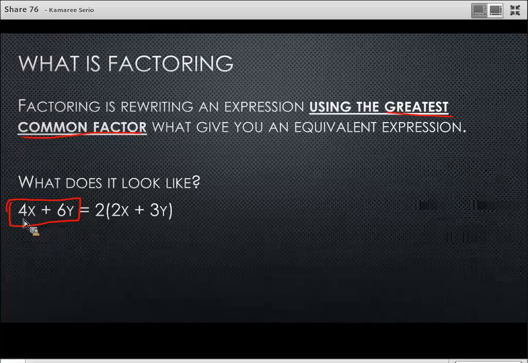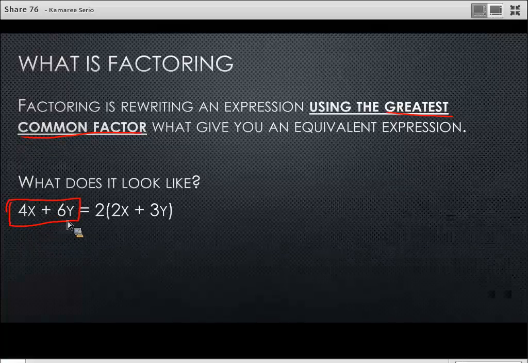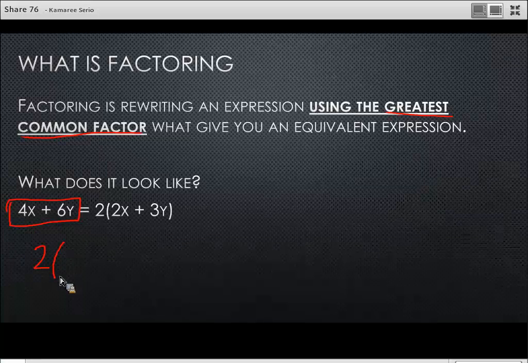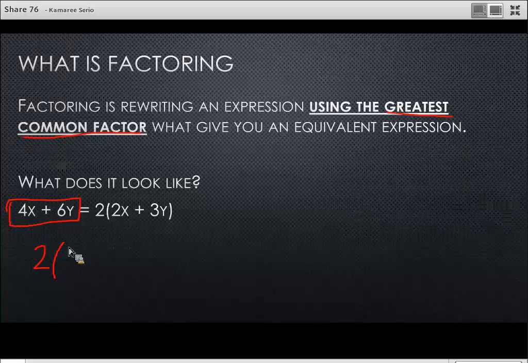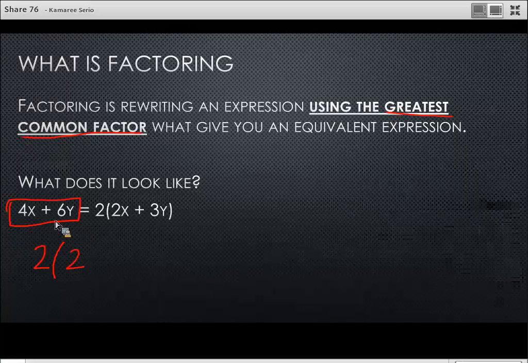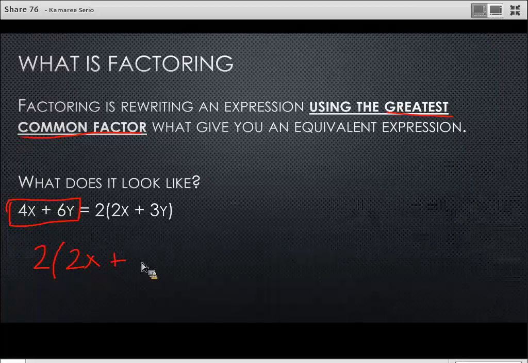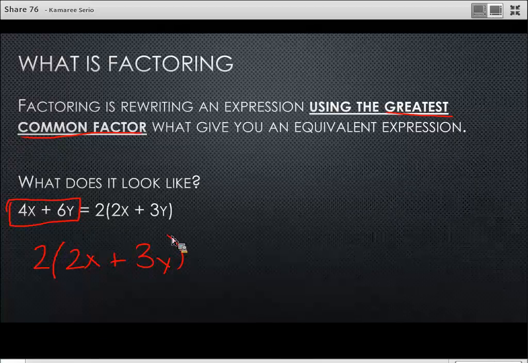If I pull out, I can divide both of those by 1, but that doesn't change anything. I can divide both of those by 2, right? So if I were to take out a 2, I need to think to myself, 2 times what number will give me 4x? Well, 2 times 2 is 4, and I just have to bring my x. 2 times what number gives me 6? 3, and I just have to bring down my y.